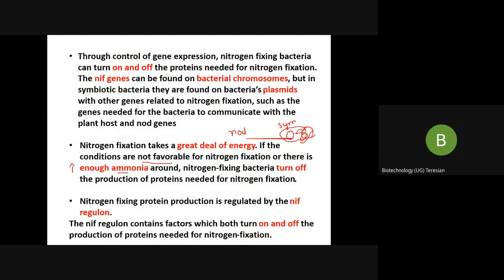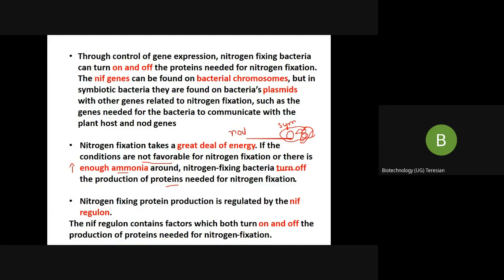If sufficient ammonia is present, then what does this nitrogen fixation bacteria will do? It will turn off the proteins. It will switch off the proteins. Why? Because the conditions are not favorable for fixing. Otherwise, what is happening? Enough ammonia is there already in the cycle, which can get converted into your nitrite and nitrate, which your plants can use. Then why should I run the nitrogen cycle simply? And that is the meaning.